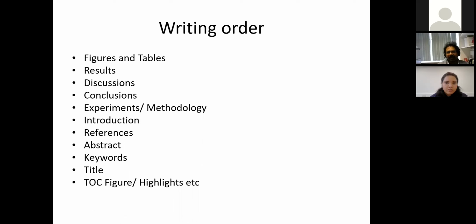You can write the discussion. Then you can write the conclusions. Experiments and methodology, you already have it in your laboratory notebook. Write it down. If it was published for another paper in a kind of similar way, you need to rephrase it. Because it's very, very important that even that part has to be rephrased. Otherwise, it will show us a similarity or plagiarism for a paper.